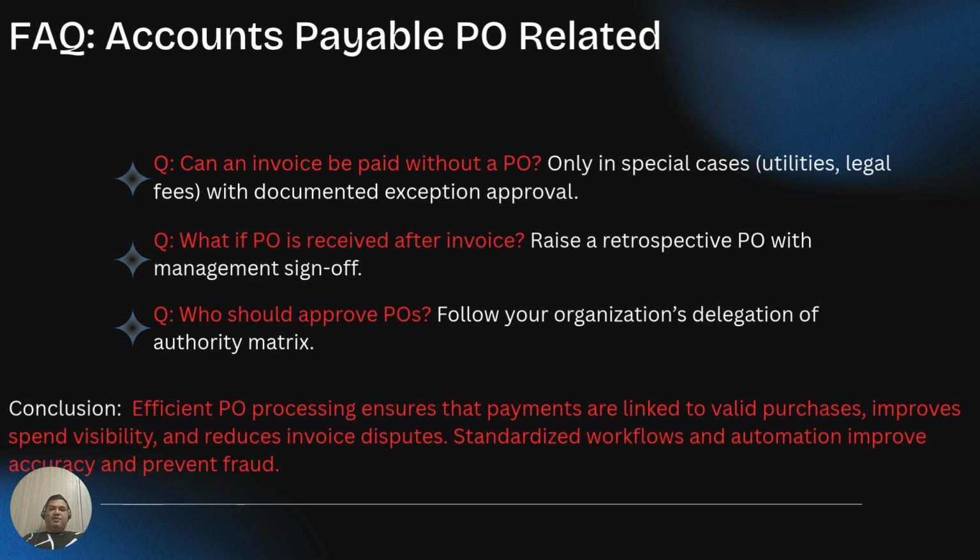And then the third question that you can expect is, who should approve the PO? The way you can answer is, follow your organizational delegation of authority matrix, which means every organization has a list of approvers depending on the rules and depending on the PO that has been issued. So we should definitely follow the internal protocols of the approval process.